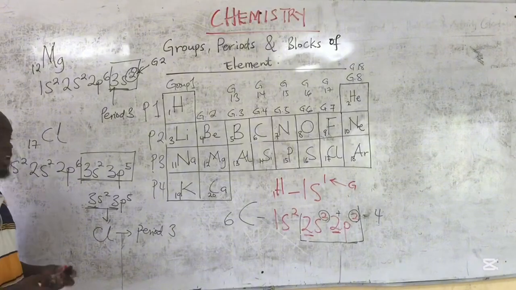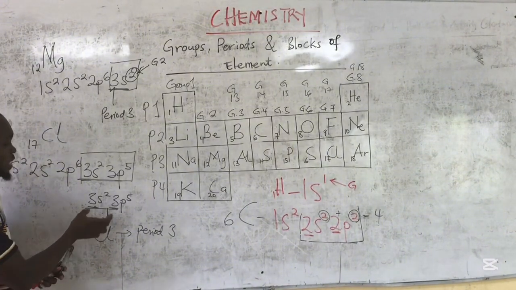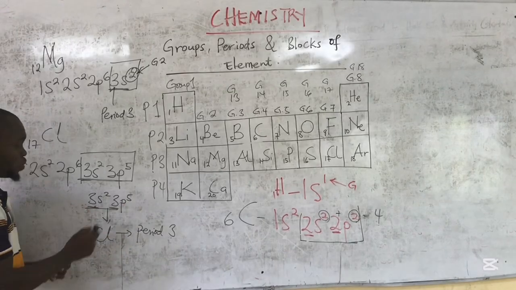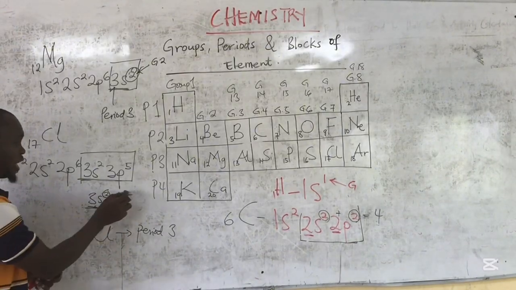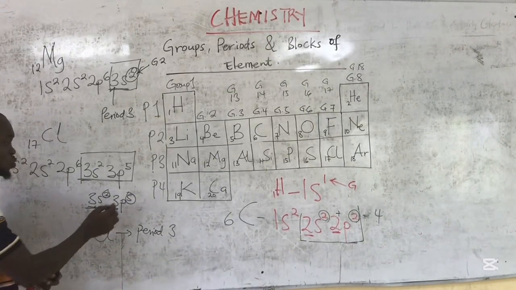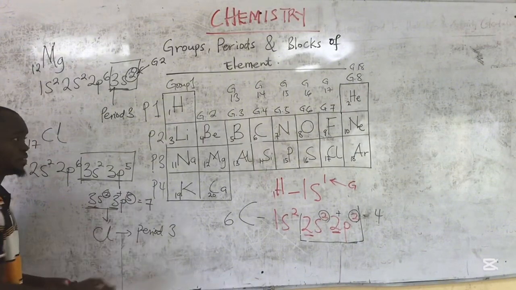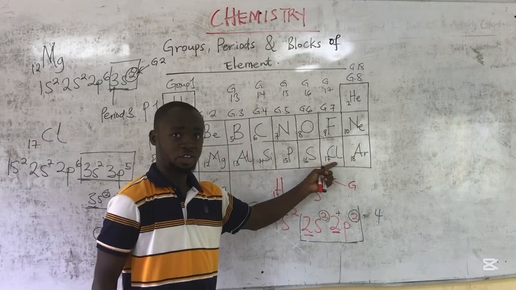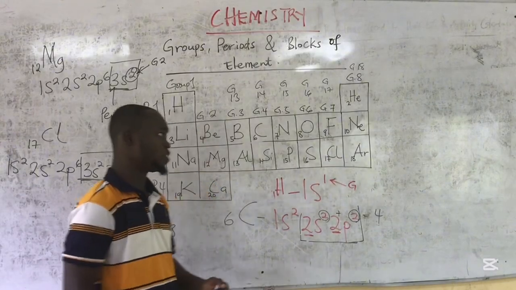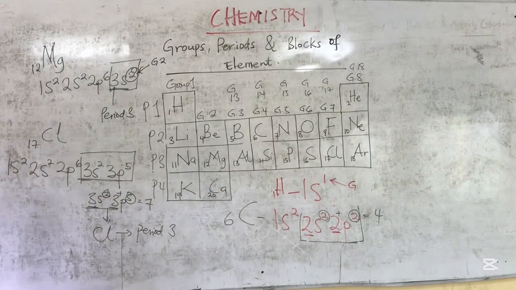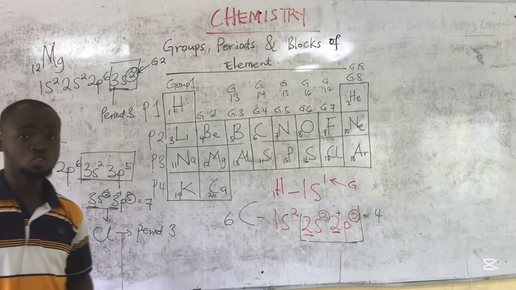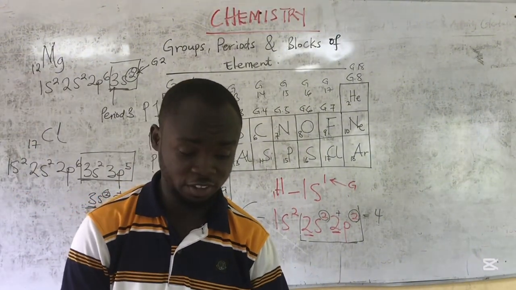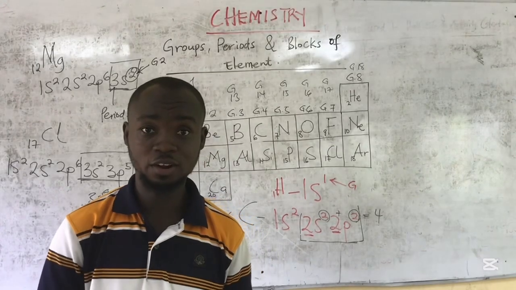Now, how do we identify the group of chlorine? To identify a group as well, we add the total number of electrons located in the last energy level. So we have 2 in the s orbital and then 5 in the p orbital. 2 plus 5 is going to give us what? 7. So chlorine is in group 7. It is a group 7 element. Is that okay? So that is how to identify the group and period of elements on a periodic table. Is that okay?